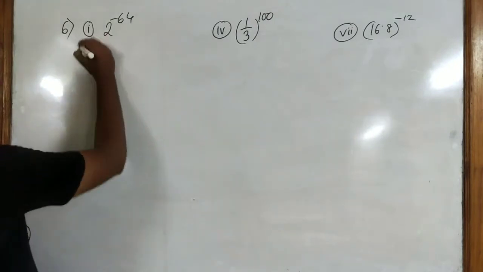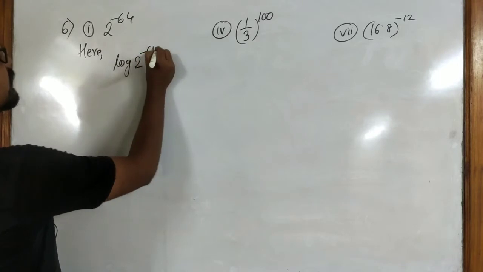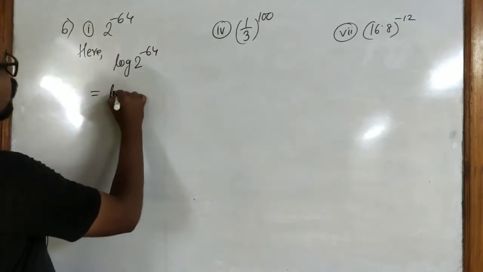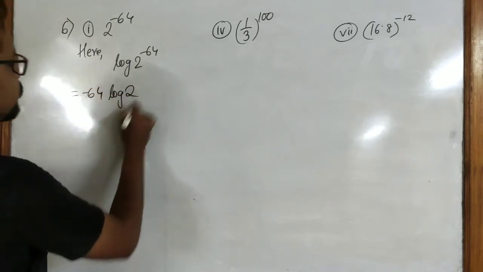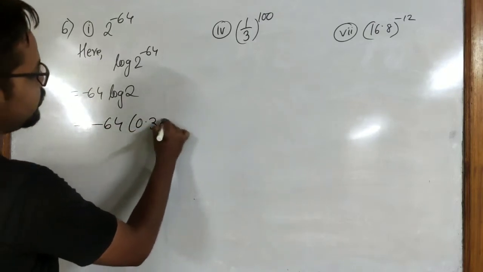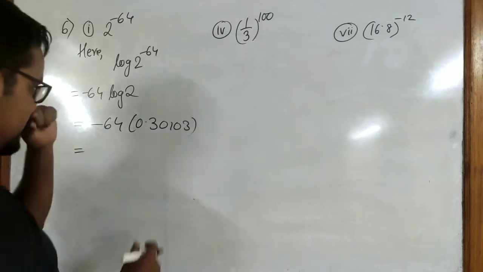Again, what we will do, we will find the log. So here, log of 2 to the power minus 64. Let's try to find the characteristic of this one. So it is going to be minus 64 log 2. So this is going to be minus 64 into 0.30103. So I have to multiply 64 with this. So let's do it first.